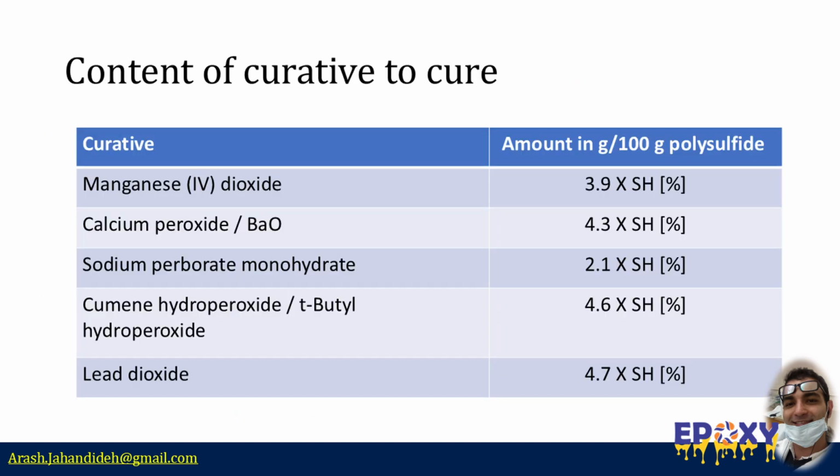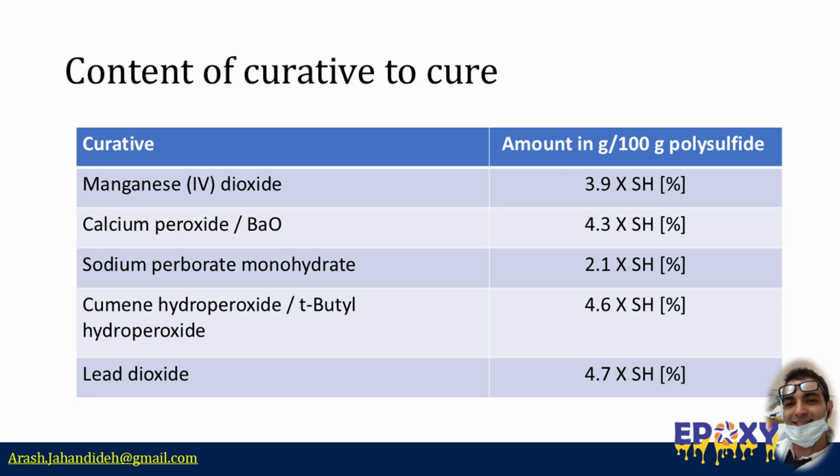Now let's turn our attention to the amount of curative needed to effectively cure liquid polysulfide. The table shown here summarizes the required quantity of each curing agent expressed in grams per 100 grams of the liquid polysulfide. In two-component sealant systems, a small but essential water content, typically between 0.1 to 0.3 weight%, is required in the MnO2-based curative part to successfully initiate the curing reaction. Without this moisture, the oxidative curing process does not proceed effectively.